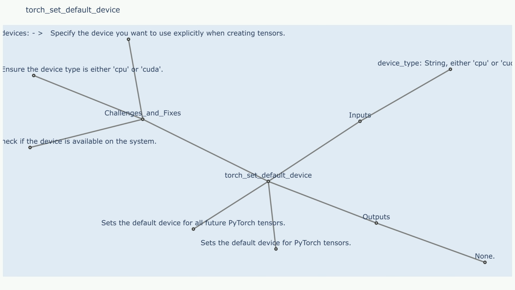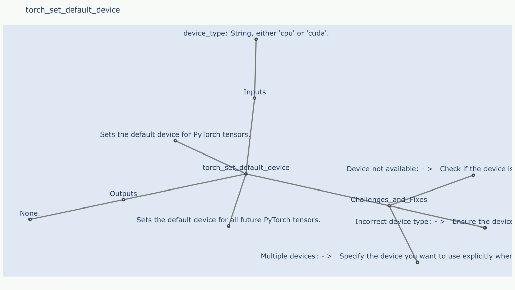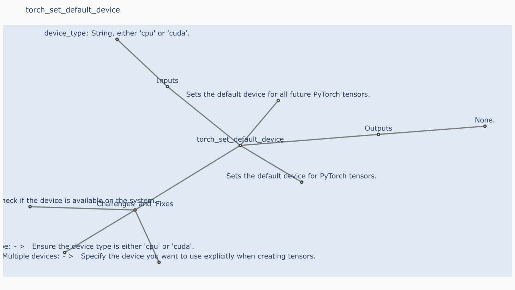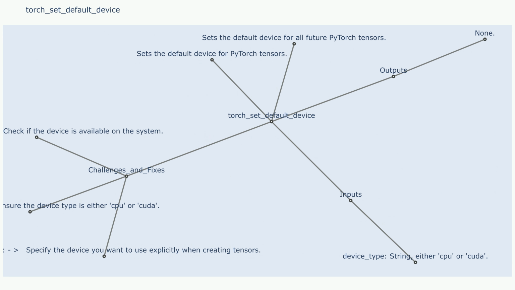torch.set_default_device. Description: sets the default device for PyTorch tensors. This means that any new tensor created will be allocated on this device by default. Inputs: device, a string representing the desired device. This can be CPU, CUDA, or a specific CUDA device like cuda:0.